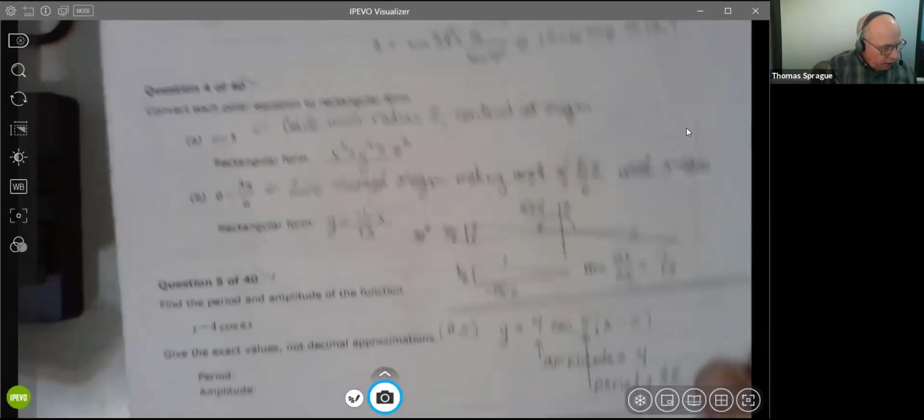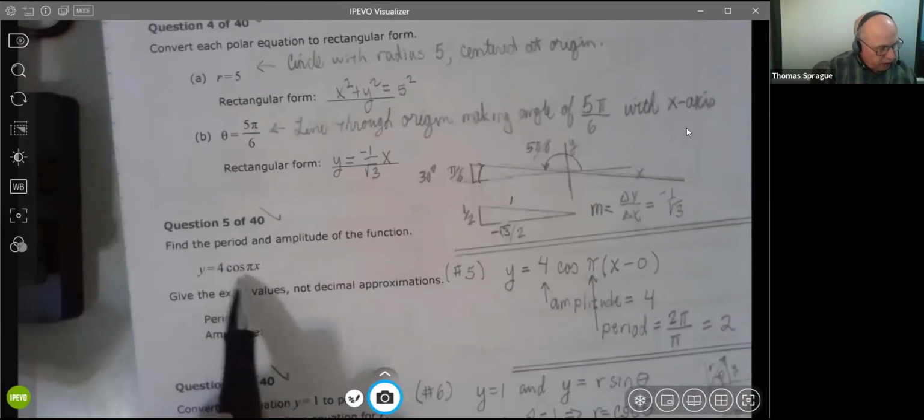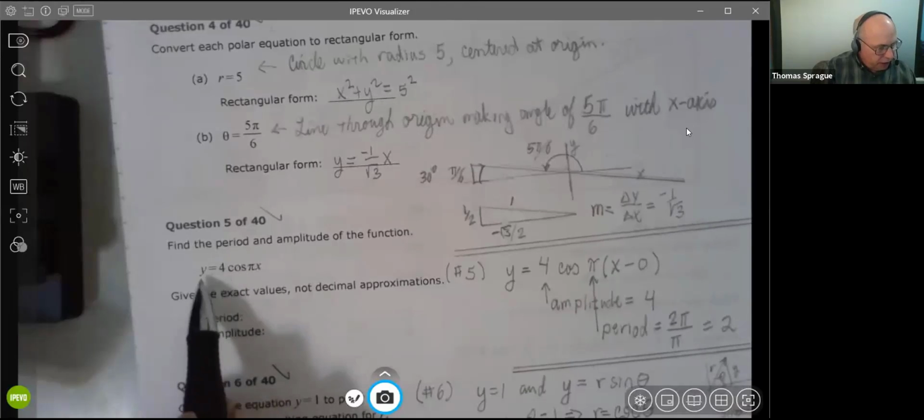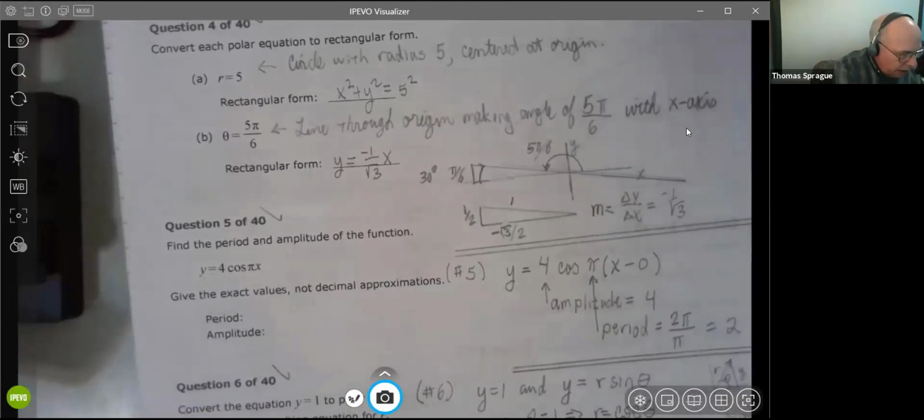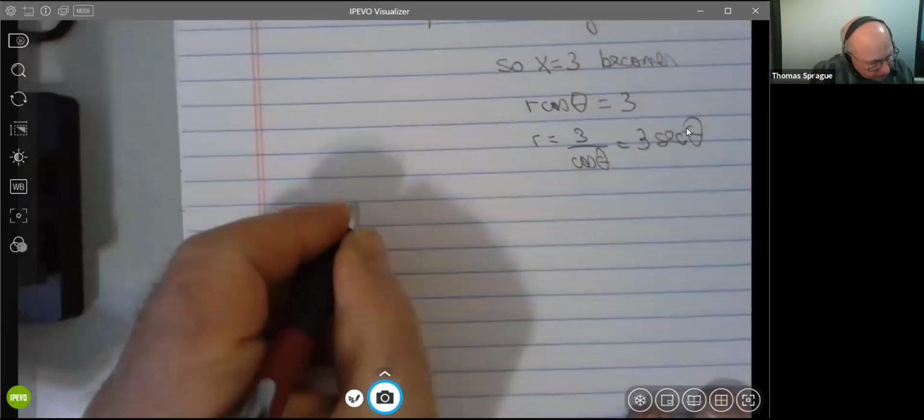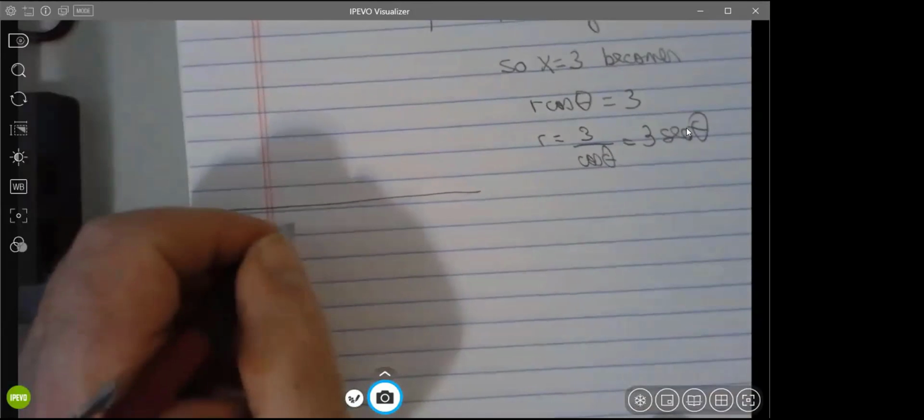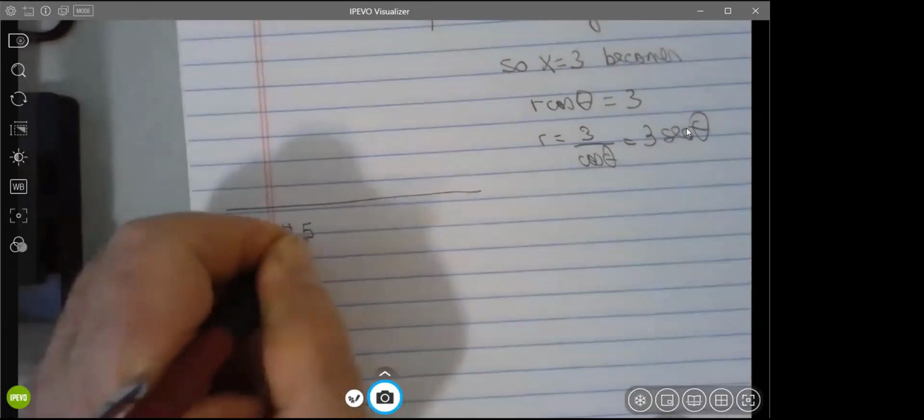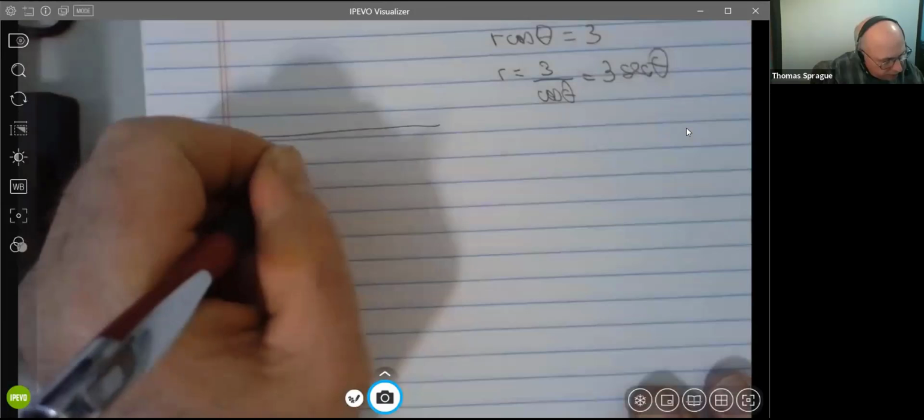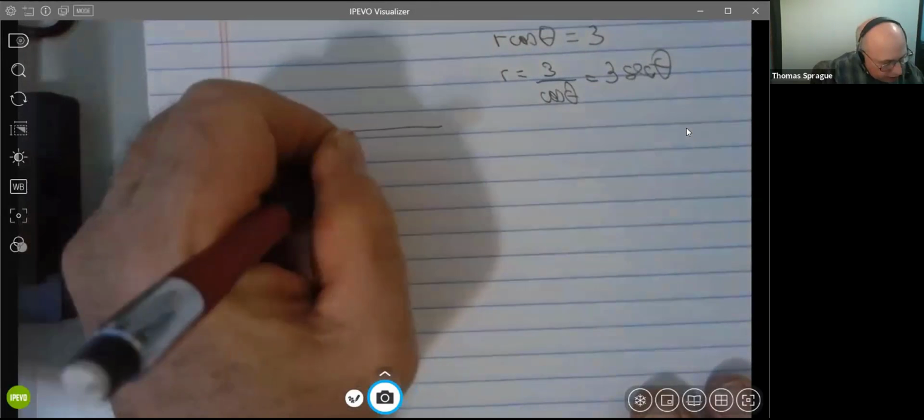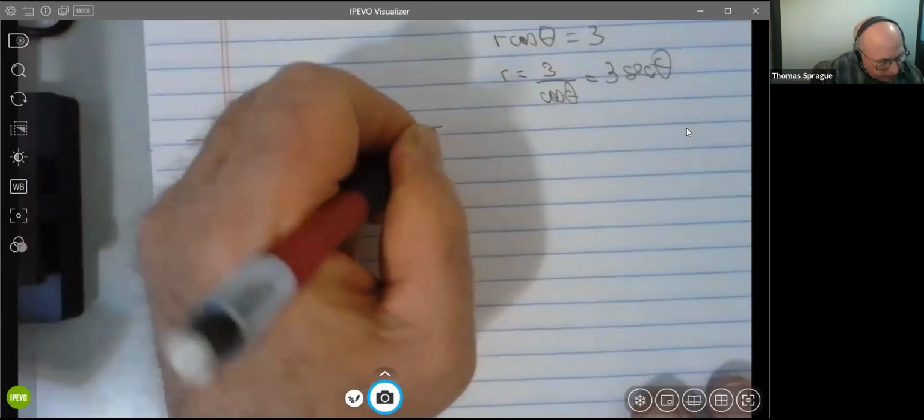Okay, question number 5. We are supposed to determine the period and amplitude of the function y equals 4 cosine pi x. So what you do, this is number 5. What is the question again? Yeah, I'm just going to copy it out here, Luke. Y equals 4 cosine pi x.